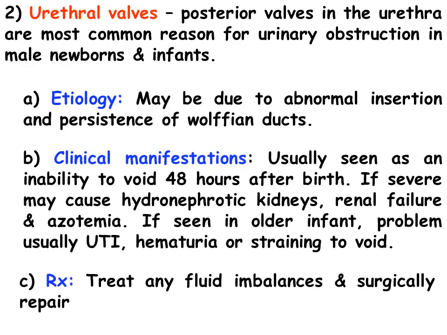Urethral valves, the posterior positioning of the valves, are one of the most common reasons for urinary obstruction in male newborns and infants. Seems to be due to an abnormal insertion or persistence of the Wolffian ducts. It's a congenital disorder. Will present usually with an inability to void shortly after birth, maybe about 48 hours. If it's really severe, you can see hydronephrotic kidneys, so there's that much of a backup, renal failure, and azotemia. If, however, you've seen in an older infant, then usually because of the obstruction, there'll be a urinary tract infection with hematuria, and of course, there's straining to void. Treatment, of course, is treat any fluid imbalances that there might be there, and then surgical repair.